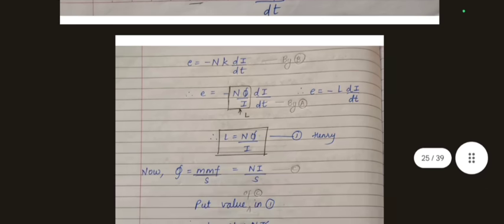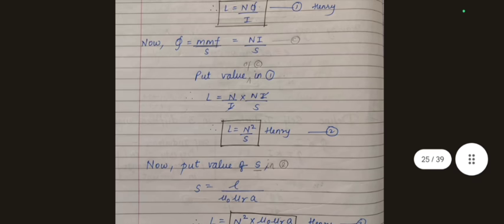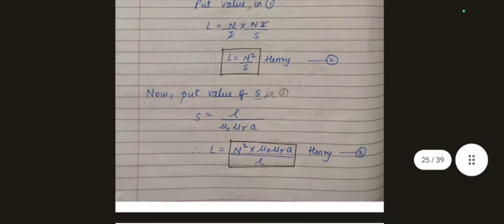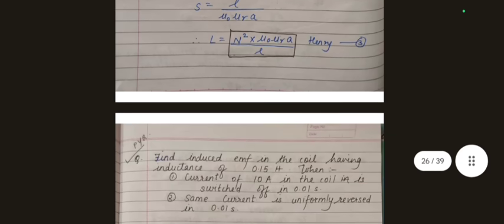Just we will get the first, that is L is equal to n phi by I, and just by substituting phi is equal to ni by S in the first equation, you will get the second formula for self inductance, that is n square by S, and the third, just by putting S is equal to L upon mu naught mu r A, that is second formula of reluctance, you will get L is equal to n square into mu naught mu r A upon L.